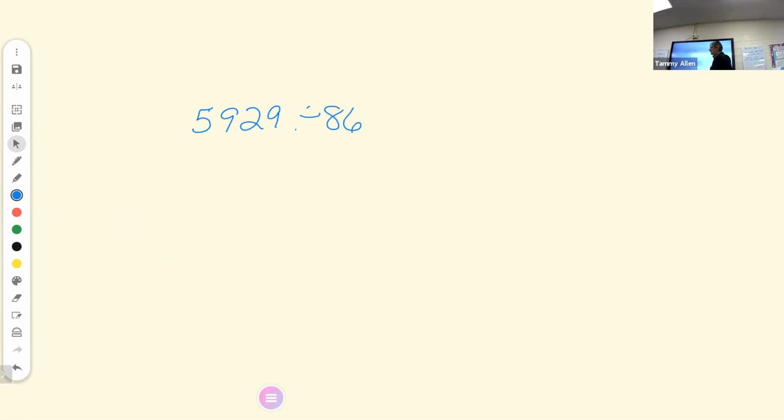5,129 divided by 86. If we're looking for compatible numbers, anybody remember what compatible numbers is? If we're compatible, we go together. Compatible, we used our multiplication, our multiples. Like 7 and 35 go together.